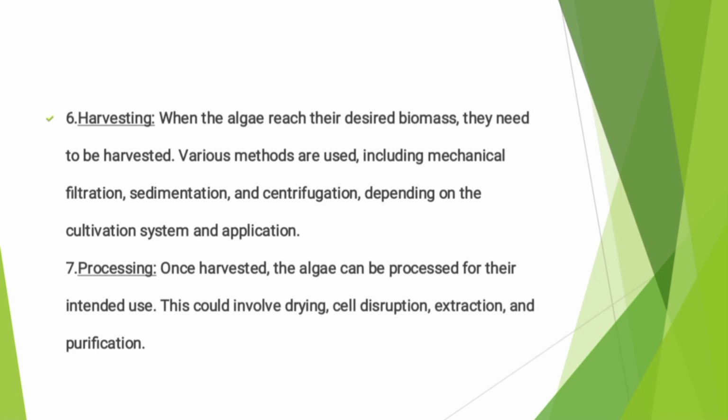Sixth one is harvesting. When the algae reach their desired biomass, they need to be harvested. Various methods are used, including mechanical filtration, sedimentation, and centrifugation, depending on the cultivation system and application. Algae harvesting is the process of cultivating algae for use as biofuel. The commonly used harvest method is gravity settlement or centrifuge. The oil from the biomass will be removed through solvent extraction and further processed into biodiesel.